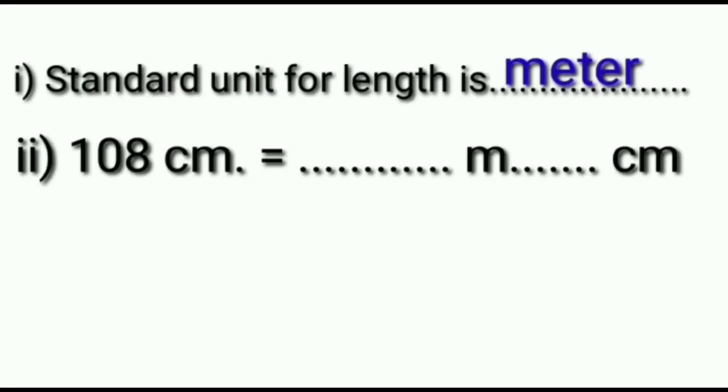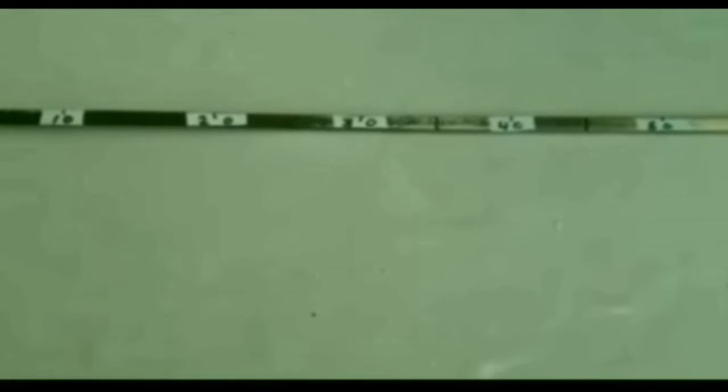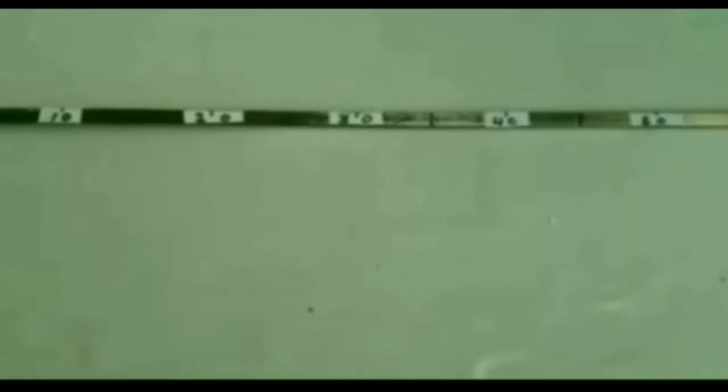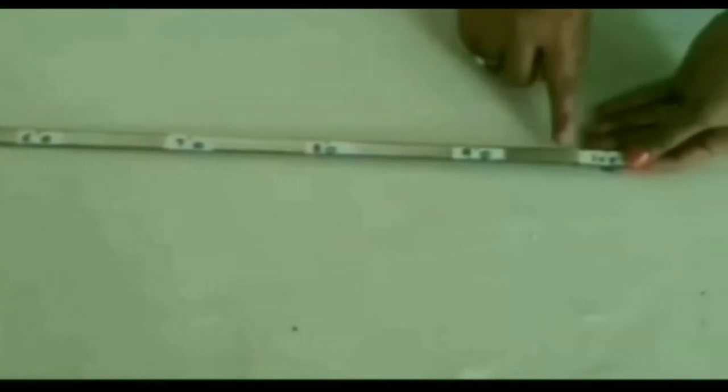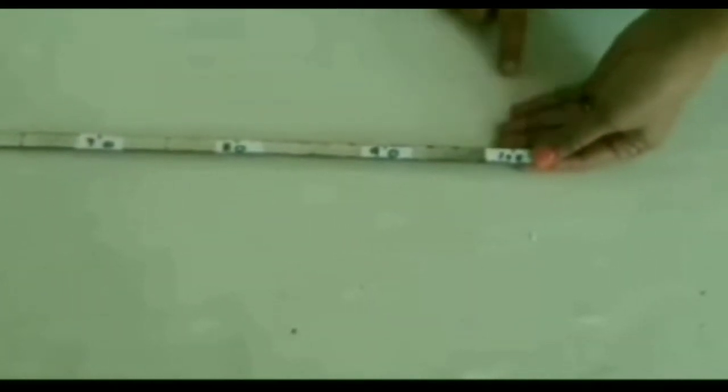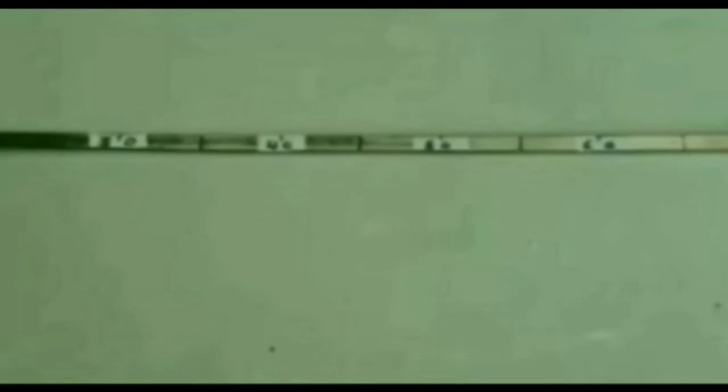Our second fill up is 108 centimeter is equal to dash meter dash centimeter. Dear students, it is a meter rod. It has been divided into 100 equal parts and each part represents the length of 1 centimeter. But on meter rod, instead of writing 1, 2, 3, numbers are written as 10, 20, 30, 40 up to 100 for our convenience. There are 100 centimeter in 1 meter.